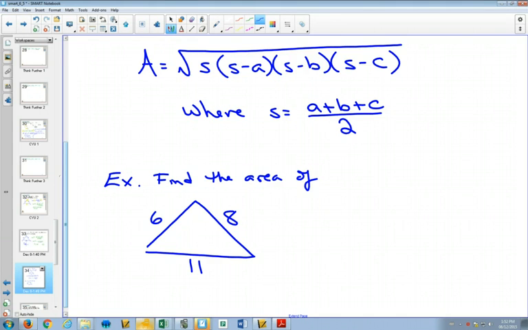So if we were given this triangle, and we were asked to find the area of this, first of all, can you see that the perimeter of this whole thing is 25? 6 plus 8 is 14 plus 11. The perimeter is 25. So our semi-perimeter will be half of 25.